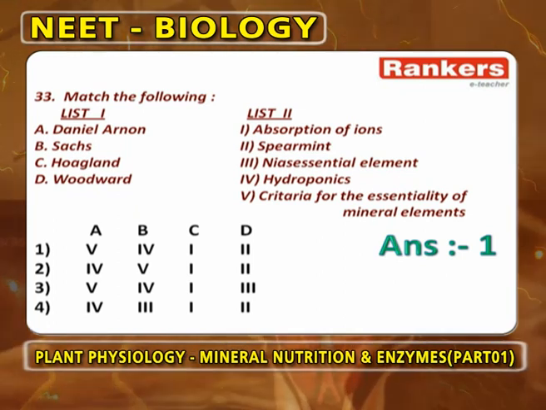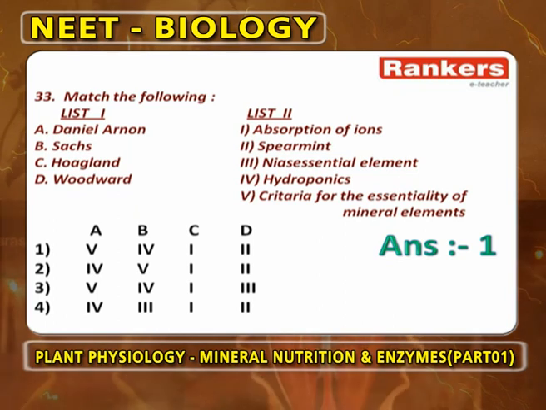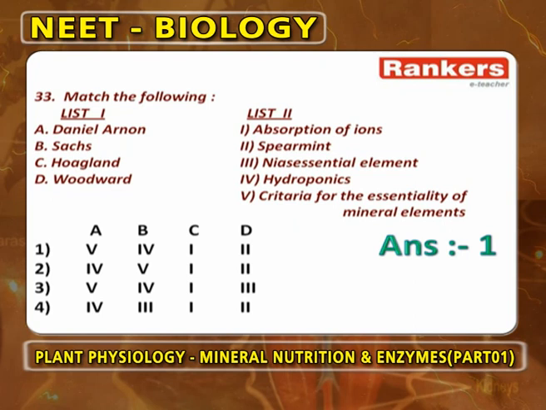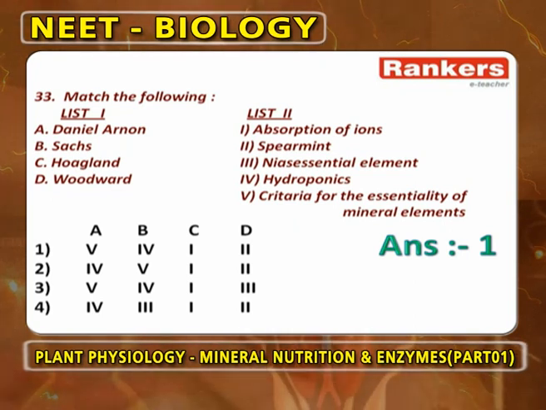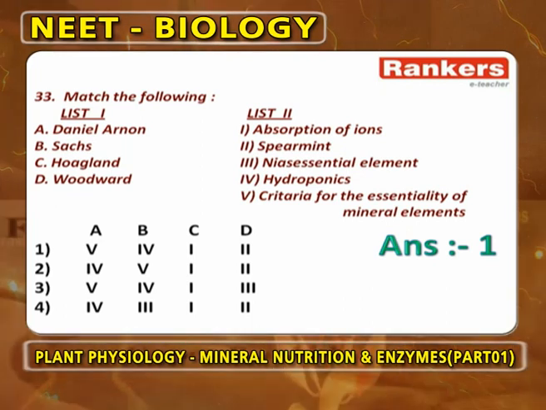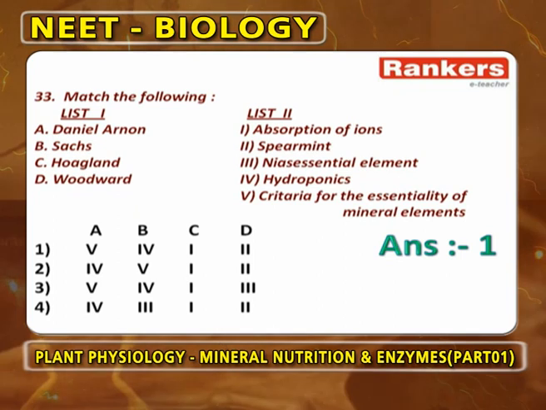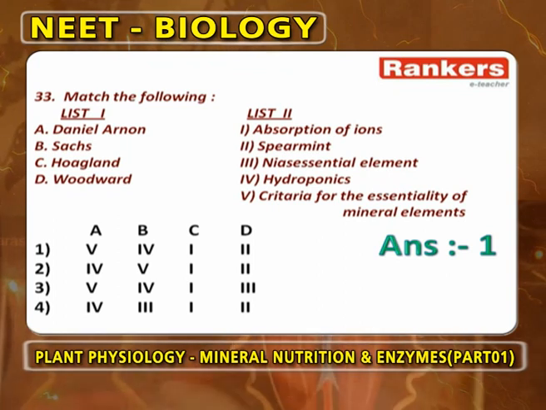Sachs and Knop are known for hydroponics, growing plants without soil, or in water with all necessary nutrients. Hoagland is known for absorption of ions. Absorption of ions by plants through the root system was first explained by Hoagland. Woodward is known for conducting experiments on spearmint plant. So, answer is 1.